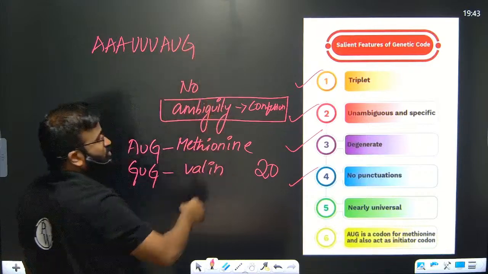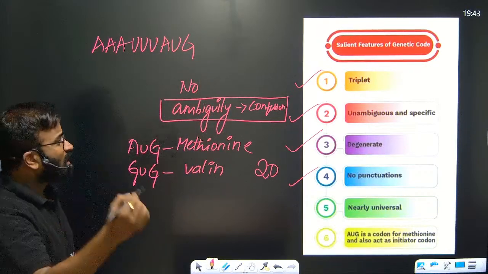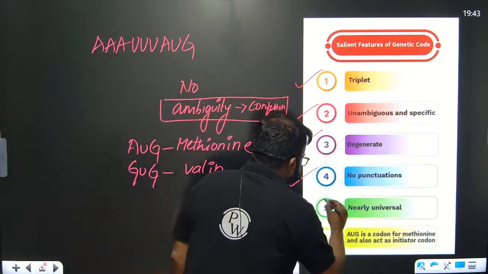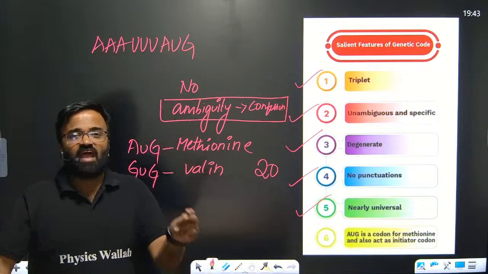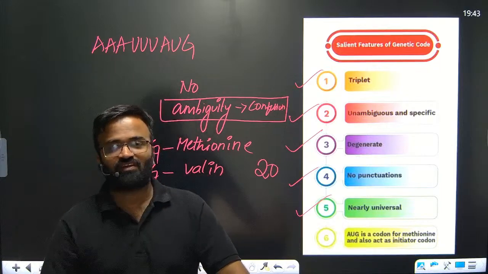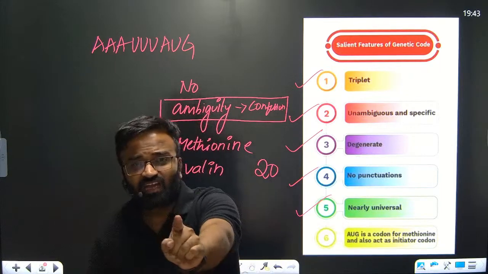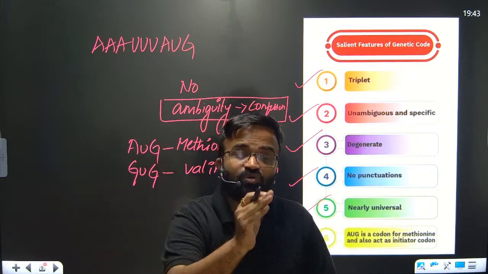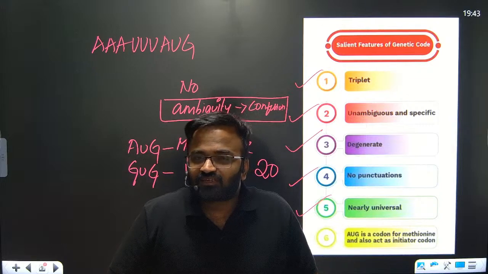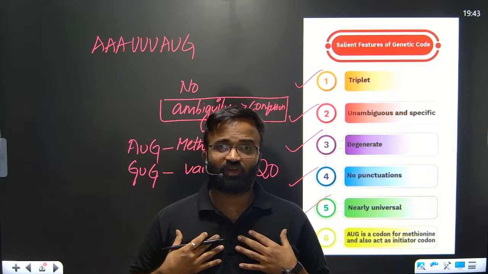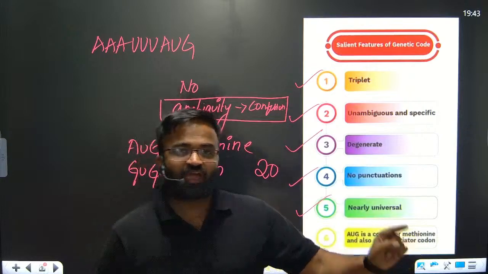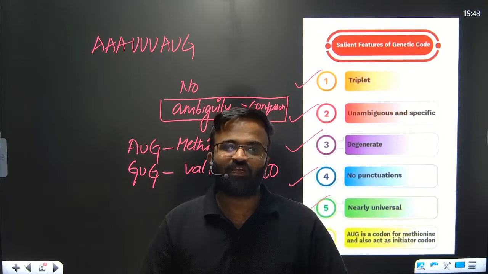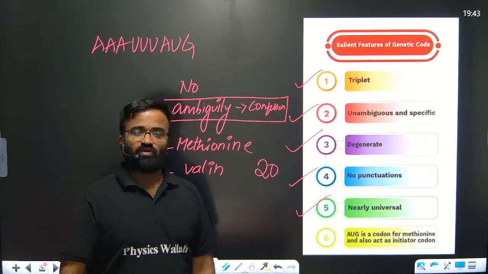There is no punctuation, no comma, no period, no exclamation marks, and it is nearly universal, and that's the reason why genetic engineering is possible, and that's the reason why we're able to synthesize insulin through E. coli. E. coli doesn't need insulin, which is a human protein, but we are making a prokaryotic cell make a human protein. That is possible only because the genetic code is universal.